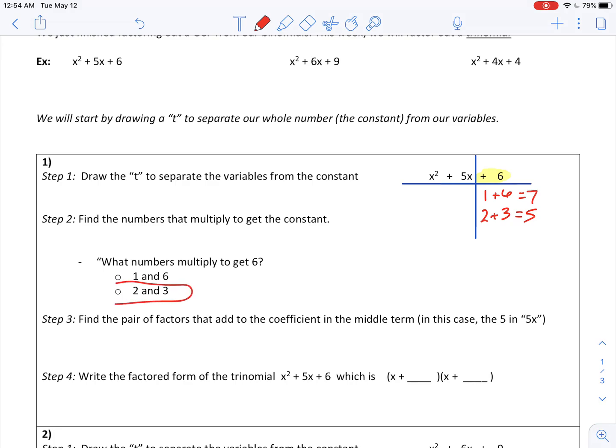So 2 and 3, that's going to be the pair of factors that adds to the middle term, the 5 in that 5x. So 2 plus 3, or a positive 2 and a positive 3. For today, we're going to write this as x plus 2 and x plus 3.